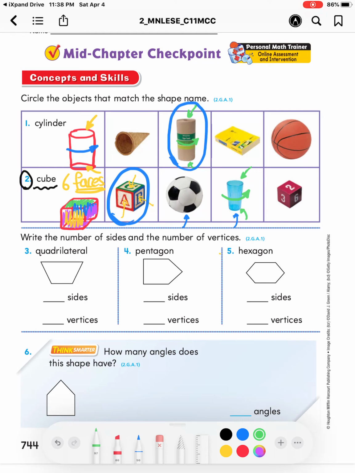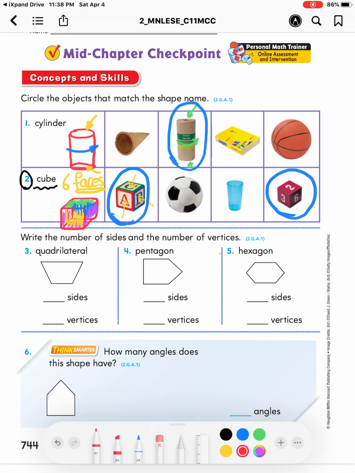Okay, now let's check the last shape here. This block that has number 2, 3, and 6. Is it a cube? Excellent. Yes, it is. It is a cube. So we are going to circle it. Okay. Now let's move to the next question.